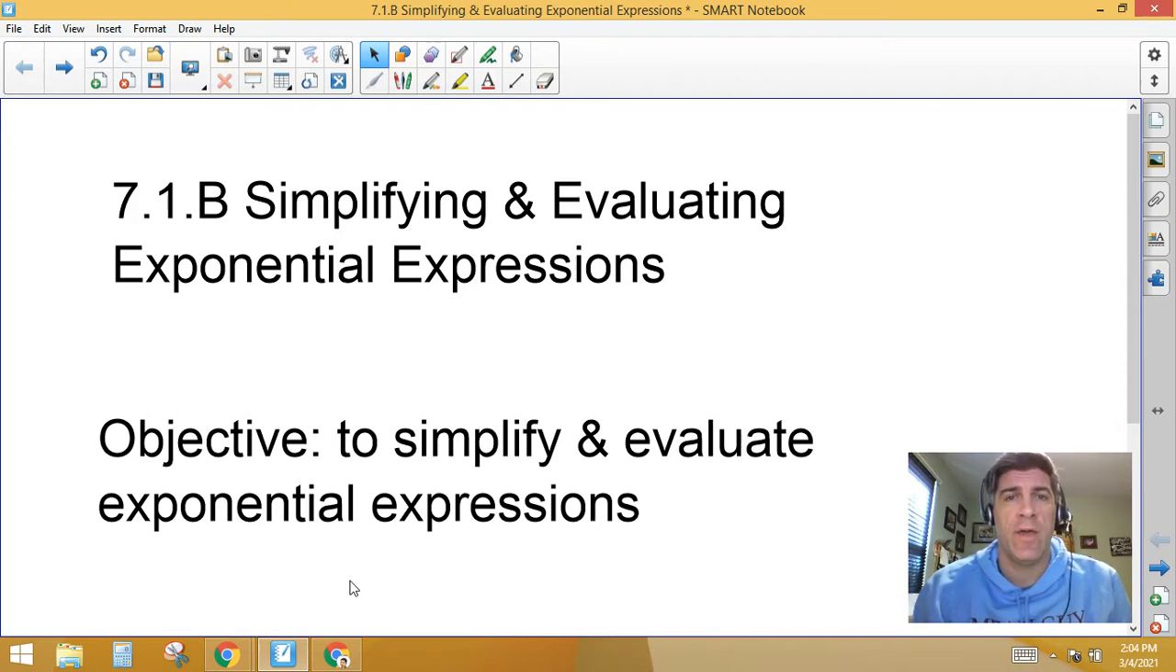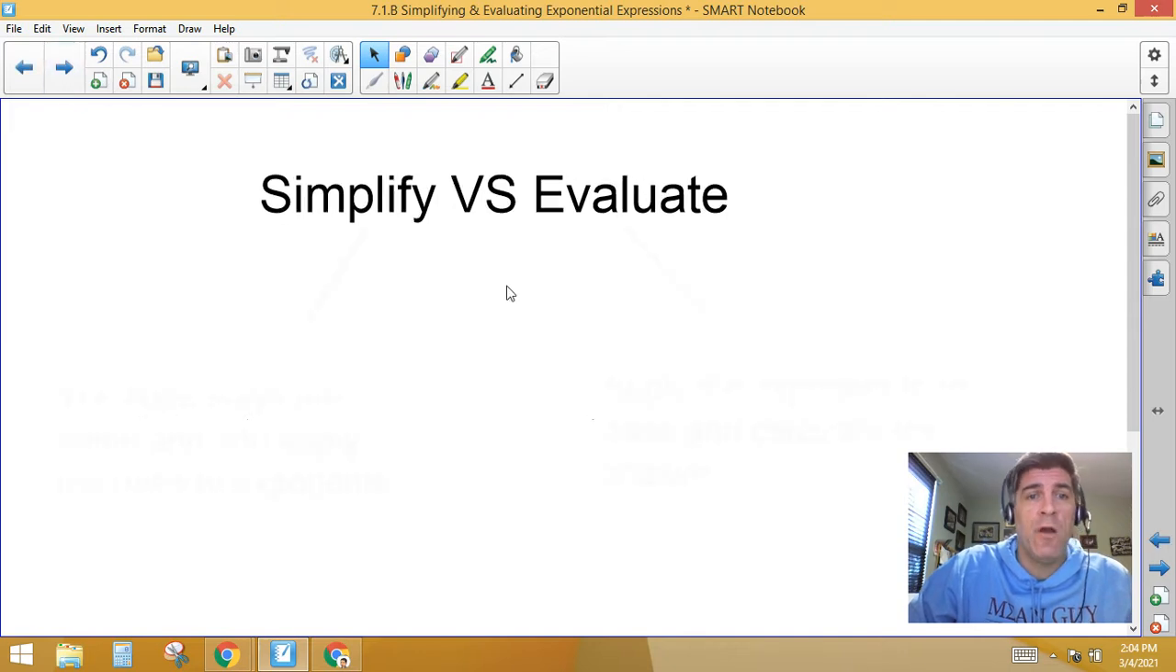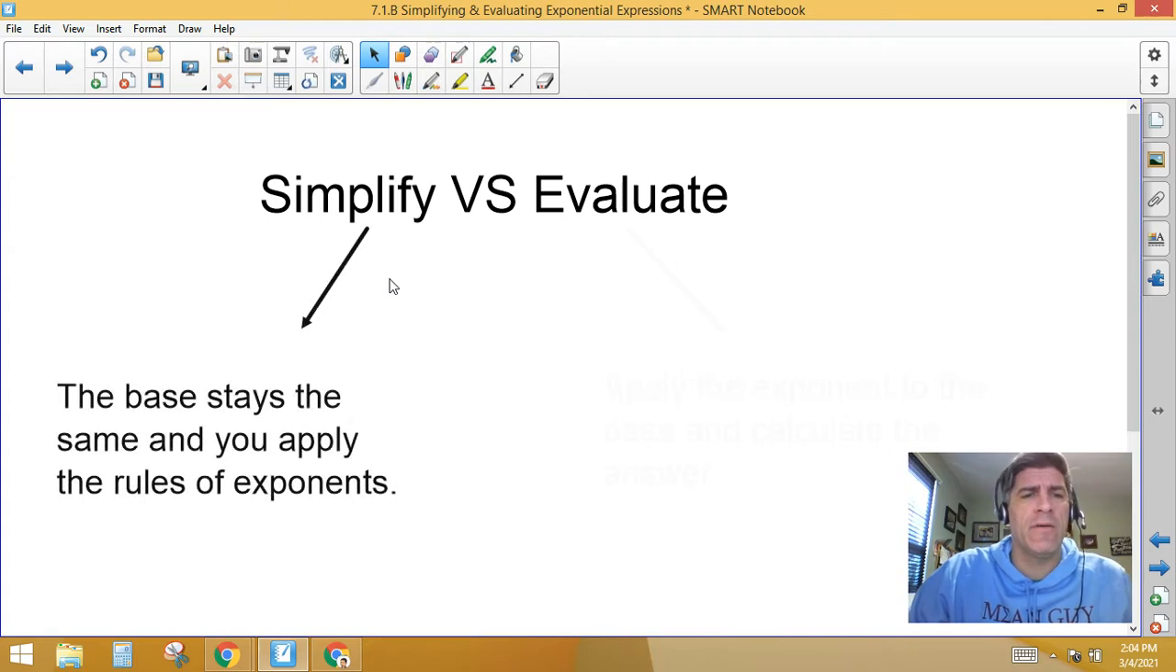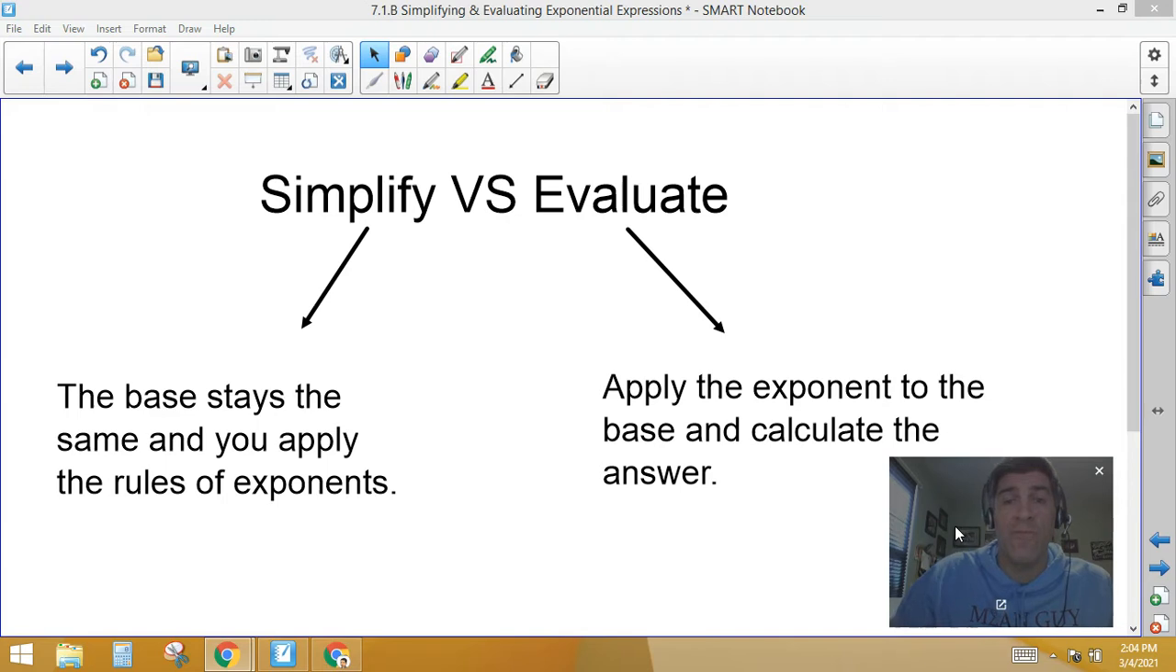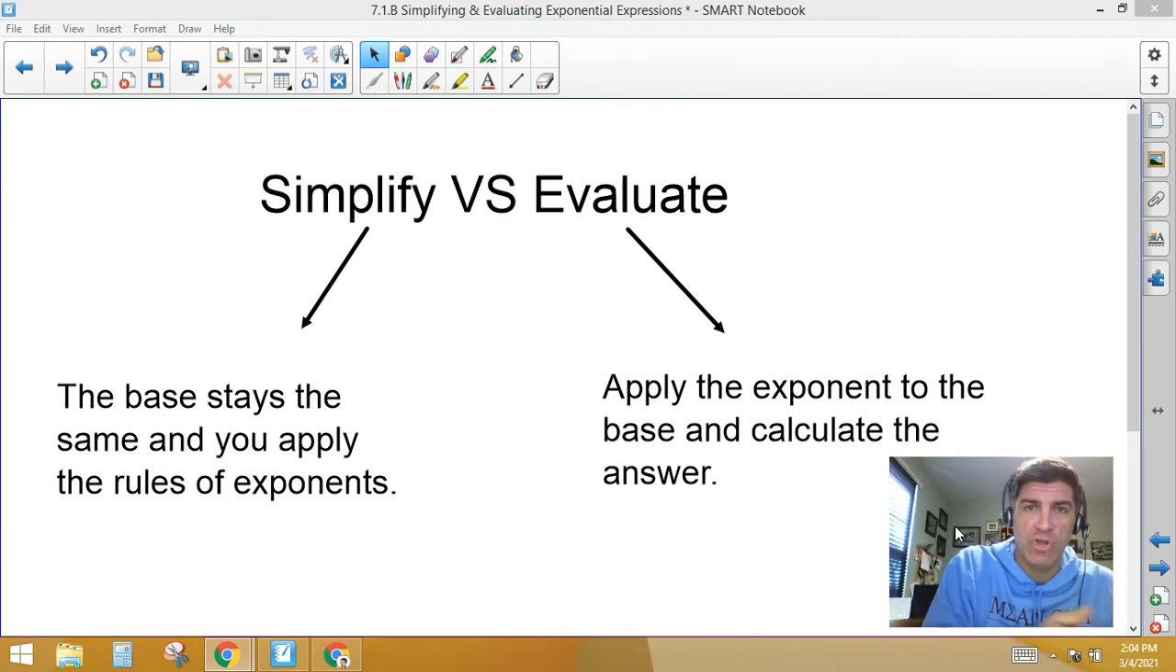All right, so now I'm going to tell you the difference between simplify and evaluate an expression. Simplifying is what we did in the last section. This is where we apply the rules of exponents that we have learned, like with a negative exponent. We don't actually compute the number. That's when we evaluate. When we evaluate, we find the value. We apply the exponent to the base and we calculate the answer. We actually multiply it out. Simplifying, we leave it in exponential form, meaning there's a base and an exponent. When we evaluate, there is an actual answer, a number without an exponent.